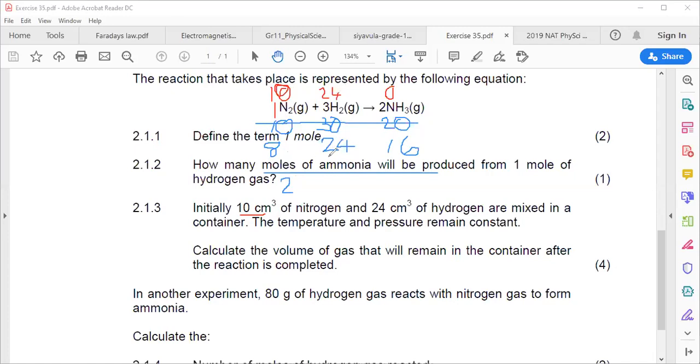I started with 24. I used 24. How much is left? 0. So hydrogen, all of it has been used up. All of the hydrogen reacted. So there's no hydrogen left. Then I go to the last one. In the last one, I started with nothing of ammonia. I made how much? 16. So I'm going to have 16.